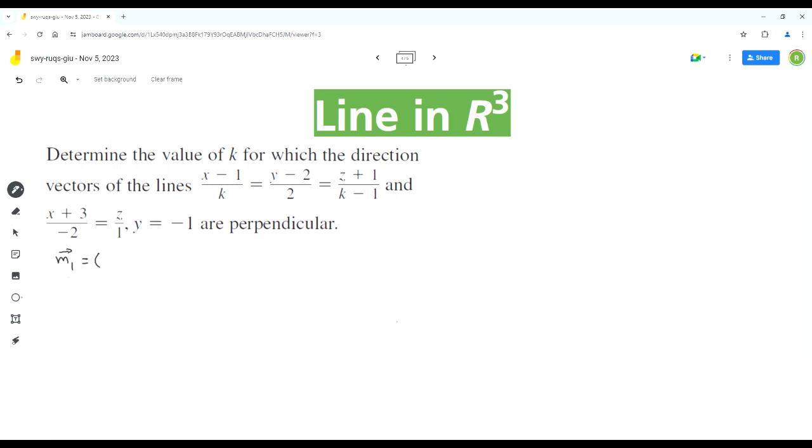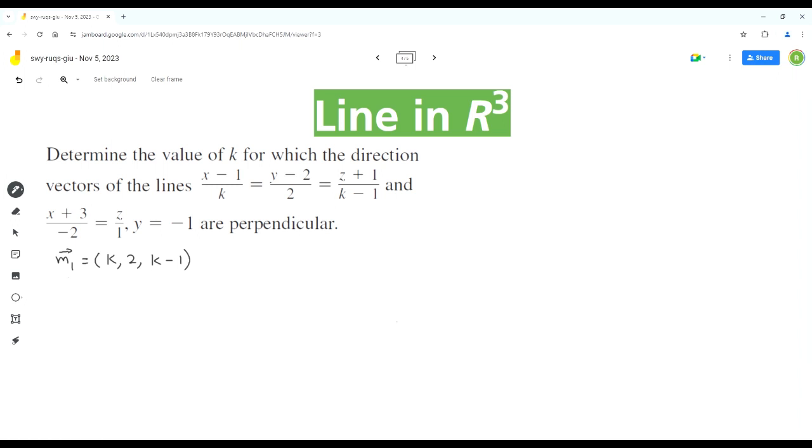The x component of the direction vector is k because that's the denominator in the x part of the equation. The y component of the direction vector is 2 because that's the denominator in the y part of the equation, and the z component of the direction vector is k minus 1 because that's the denominator in the z part of the equation. So this is the direction vector for the first line.